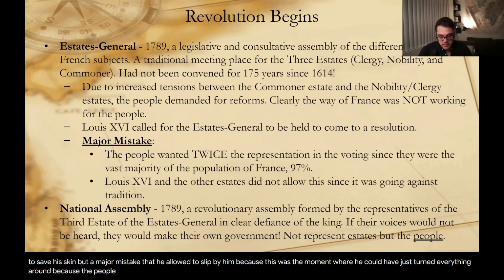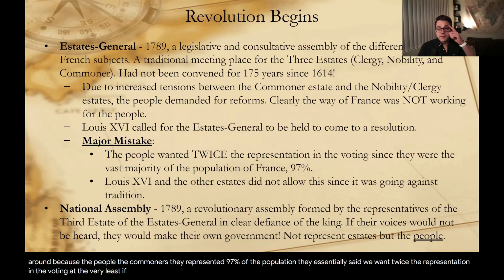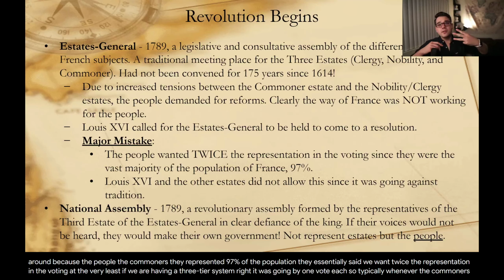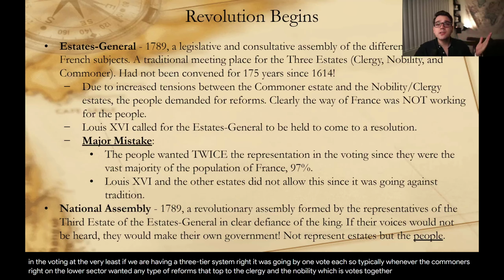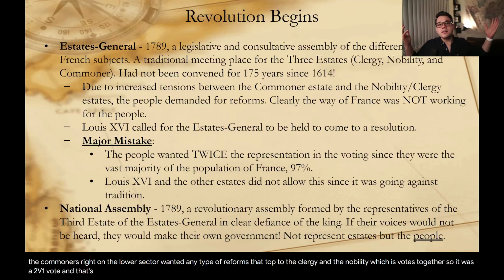Because the commoners represented 97% of the population, they essentially said, we want twice the representation in the voting, at the very least. In a three-tier system, it was going by one vote each. So typically, whenever the commoners wanted any type of reforms, the top two, the clergy and the nobility, would just vote together. So it was a 2 versus 1 vote, and that's it. They got their way. Not too fair. And so they wanted at least twice the representation in the voting.